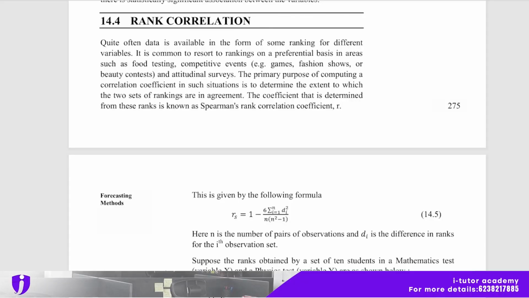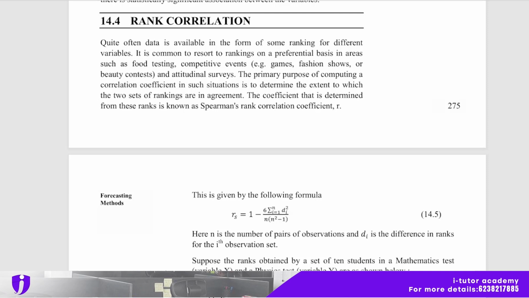In today's session, we will start with Unit 14, subsection 4 of MMBC005, that is rank correlation. Quite often data is available in the form of some ranking for different variables. It is common to resort to ranking on a preferential basis in areas such as food testing, competitive events and attitudinal surveys. The primary purpose of computing a correlation coefficient in such a situation is to determine the extent to which the two sets of ranking are in agreement.